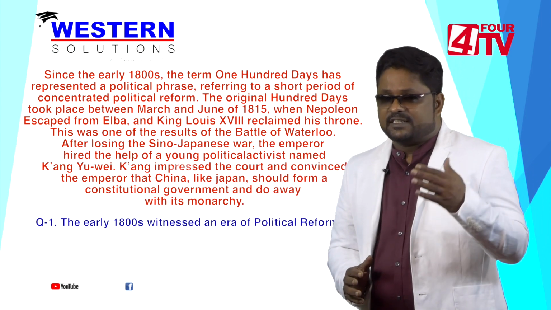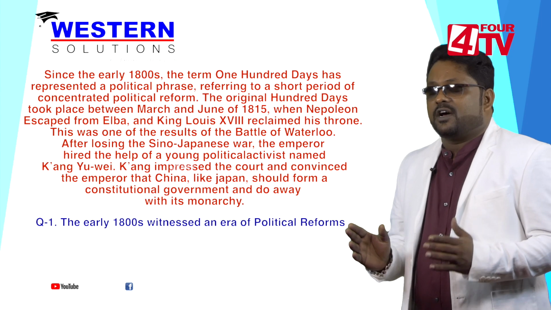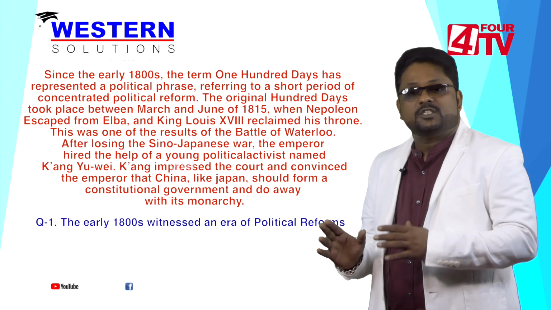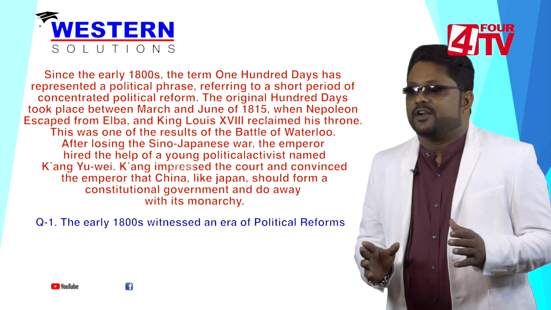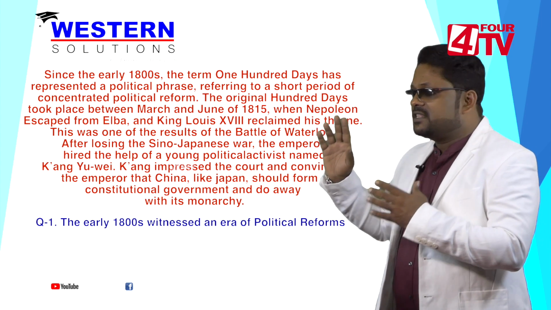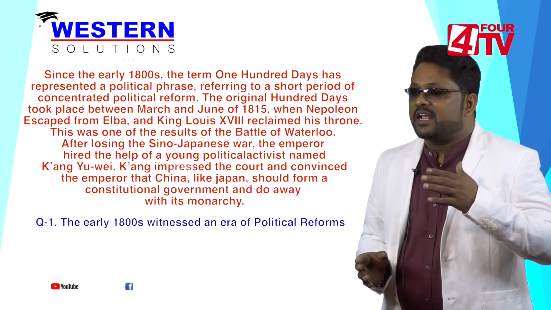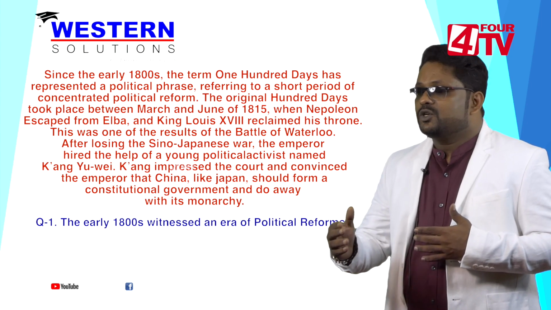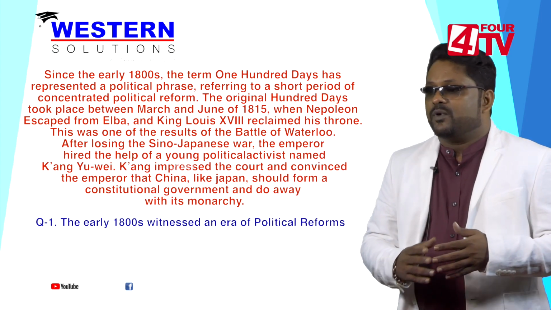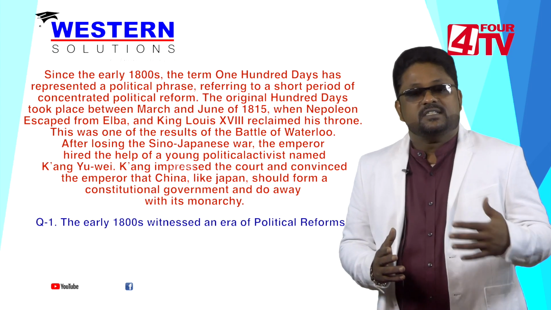So the first question, as I said, you should look at the question first. The first question is, the early 1800s witnessed an era of political reform. Now, where is this piece of information mentioned? First of all, let us understand. Look at the first line itself. Since the early 1800s, the term 100 days has represented a political phrase referring to a short period of concentrated reform. So it is very clear, and it was all about political reformation. So this answer becomes true.